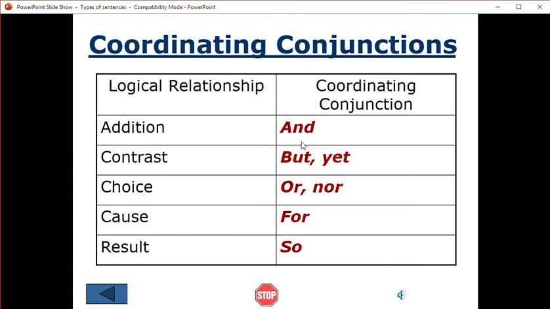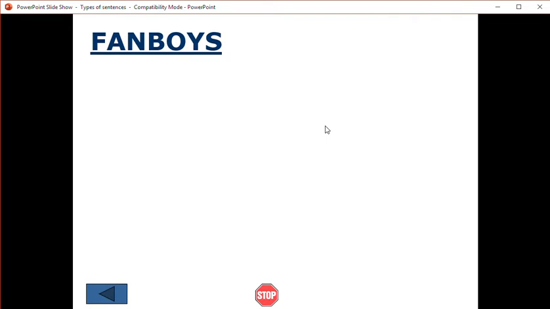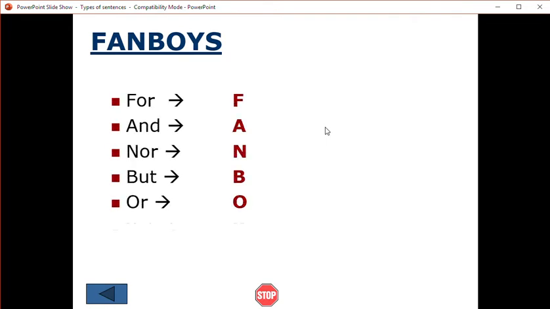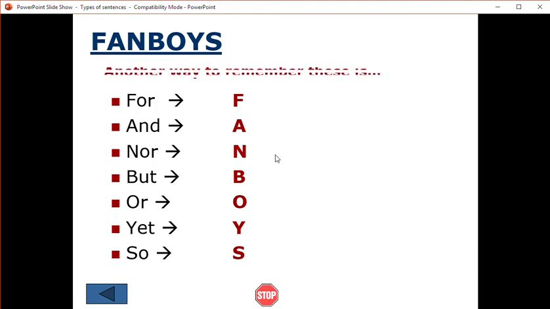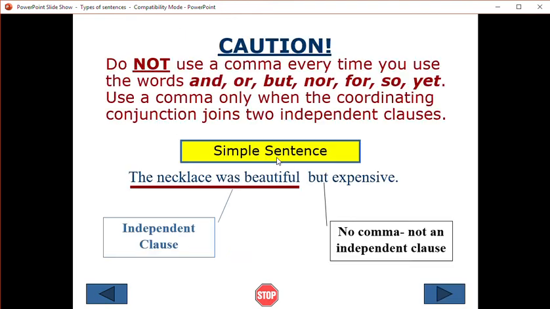Remember, and, but, and or are not your only conjunctions. Think of FANBOYS. In fact, I think that's here. For, and, nor, but, or, yet, and so. Any of these can be used to make compound sentences with a comma, okay? Any of them. So that's FANBOYS.